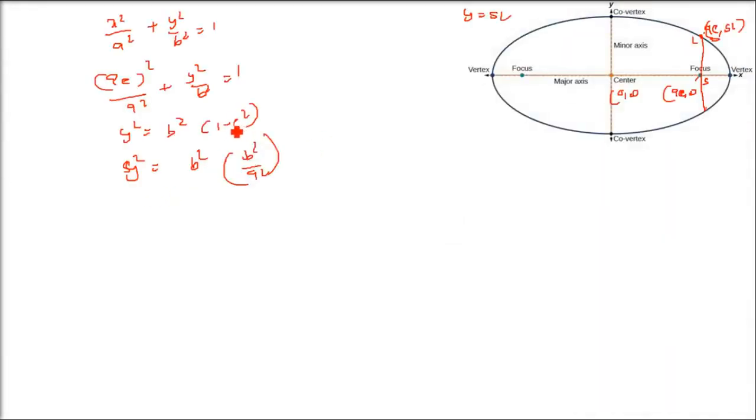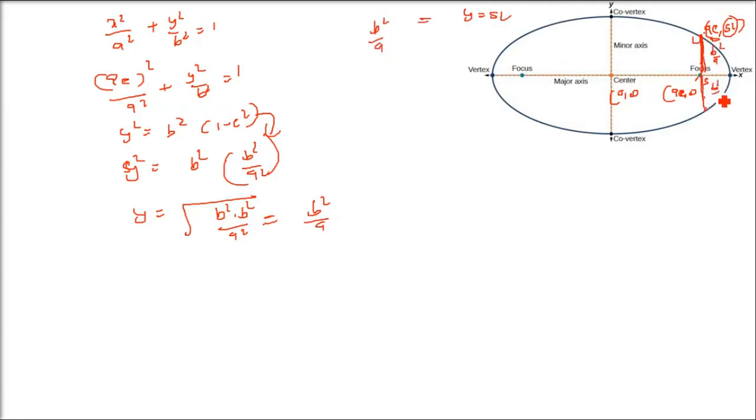So I am writing 1 minus c square as b square by a square. So this will be b raised to the power 4 over a square, and take the root here, b square by a square. So you get b square and then a. This is b square by a. So what is the length from here to here? It's b square by a. So this y or SL is b square by a, or this is half of the length.